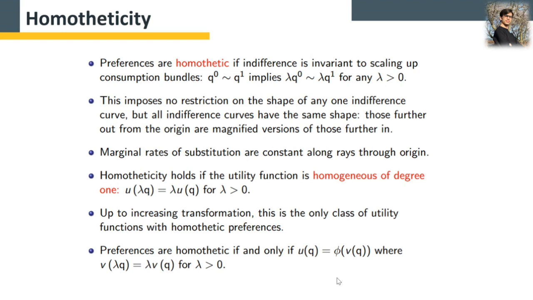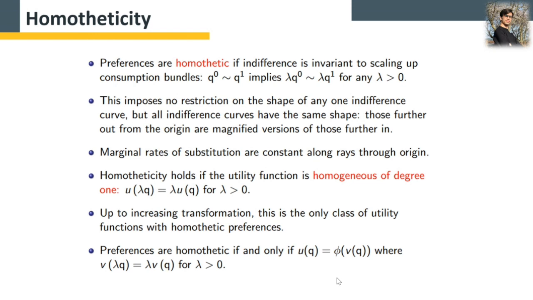Homotheticity holds if the utility function is homogeneous of degree 1. It means that if we scale up Q, the consumption bundle, by lambda, the utility equals lambda multiplied by U of Q, where lambda is greater than 0. It means if we change our consumption bundle by some positive lambda, then our utility will also change by exactly the same lambda.